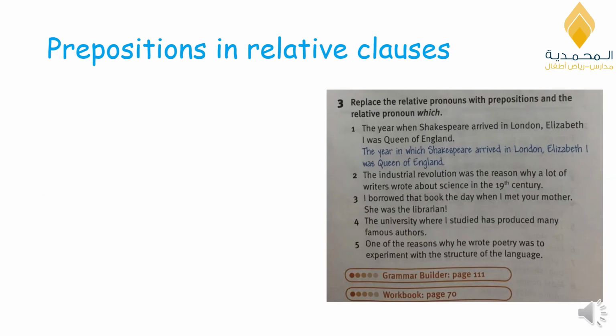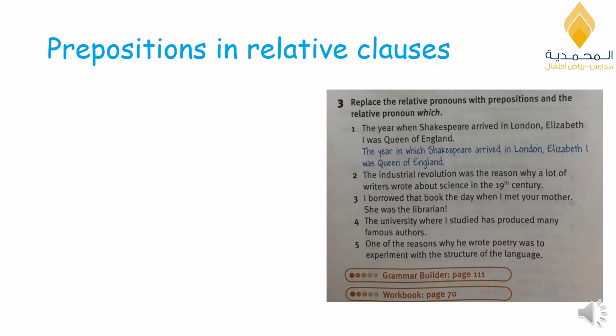Now let's see how we can use the prepositions in relative clauses. Exercise number 3. Replace the relative pronouns with the prepositions and the relative pronoun which. The first sentence. The year when Shakespeare arrived in London, Elizabeth was the Queen of England. What can I use here instead of when? I can use in which Shakespeare arrived.